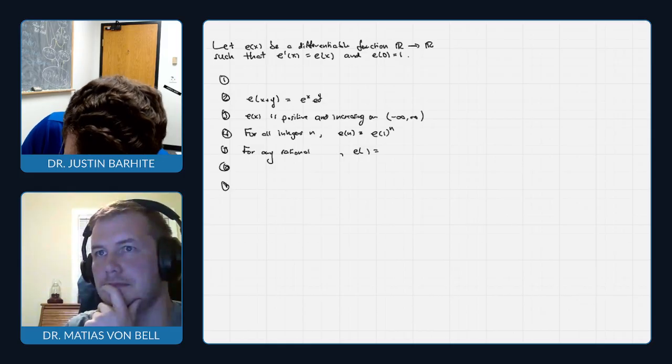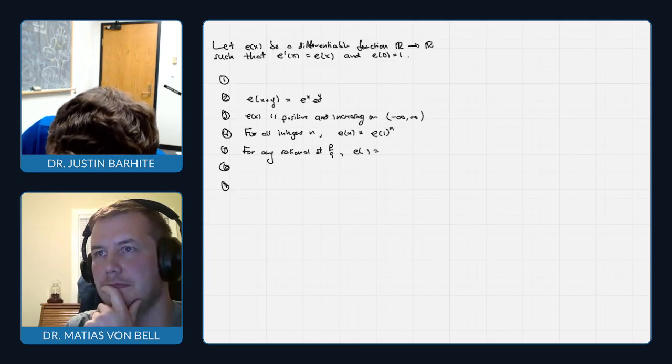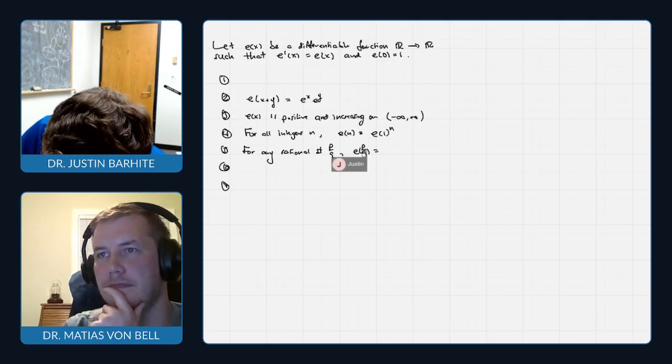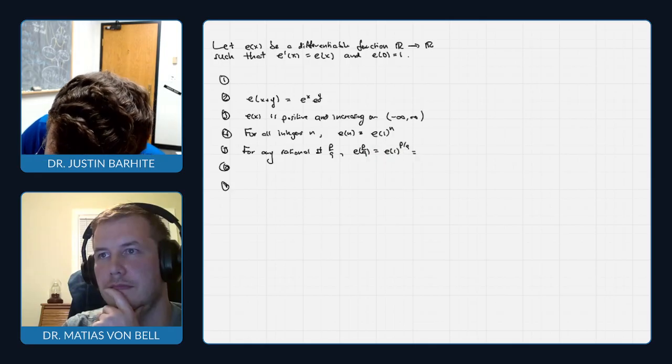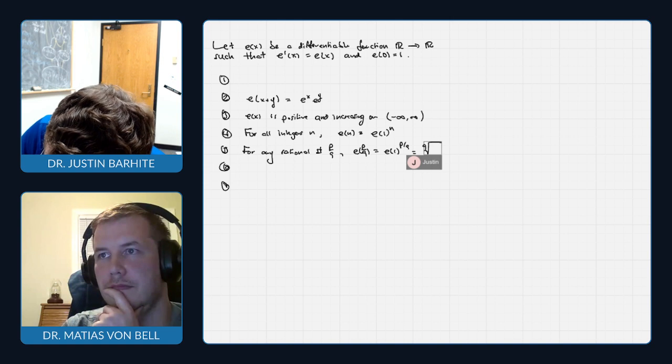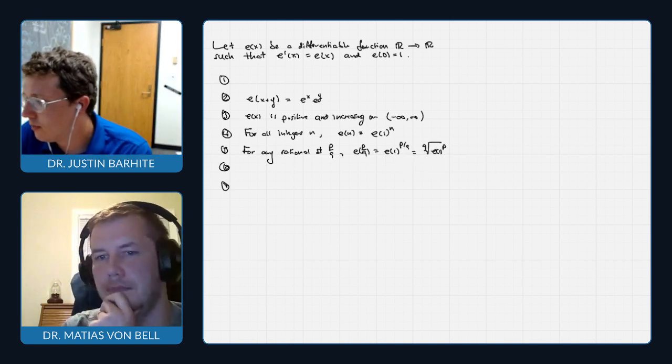Where I was going with this is if you have a rational number, this function is going to send it to e of 1 to the p over q, which of course means the same thing as the qth root of e of 1 to the p.